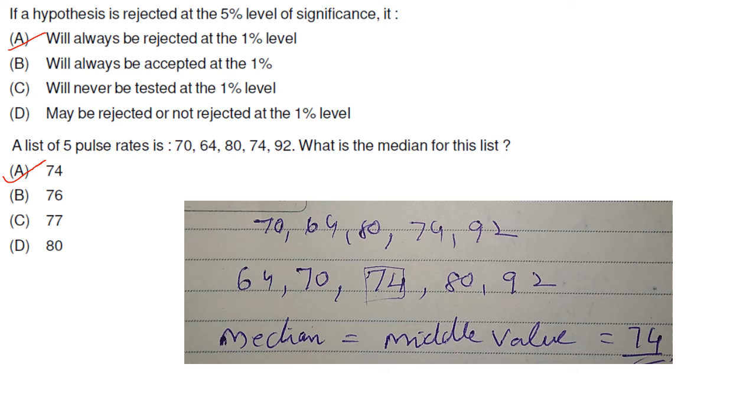Then a list of 5 pulse rates. These are the values. What is the median for this list? So arrange the values in either ascending or descending order. See for the middle value, it is your median, that will be 74. Answer is option A.